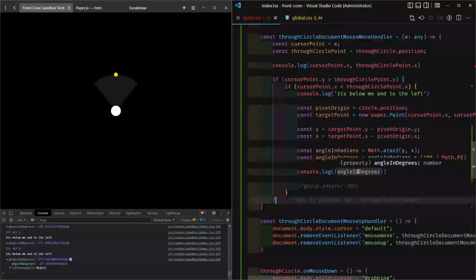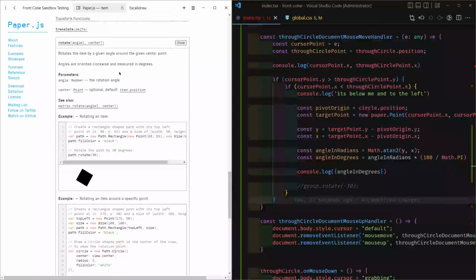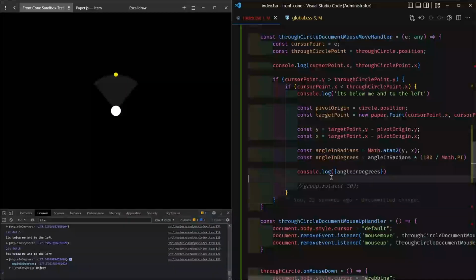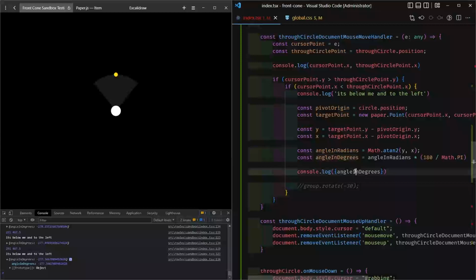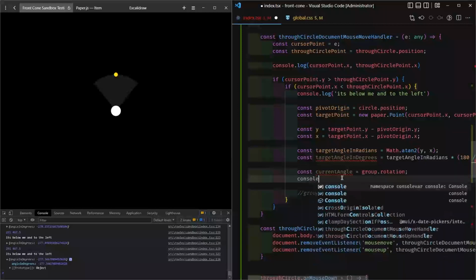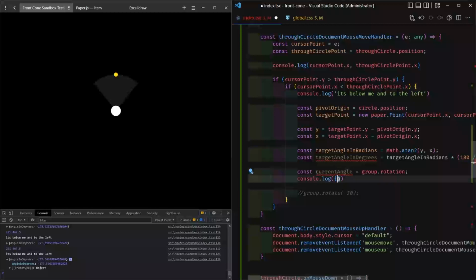Now we have the angle in degrees, right? This rotates by a given angle, not to a given angle, meaning that we need to already get the existing angle and figure out how far we need to get to this angle. This is the target angle in degrees, and this is the target angle in radians. Current angle would be the group dot rotation. Console log the rotation, or the current angle.